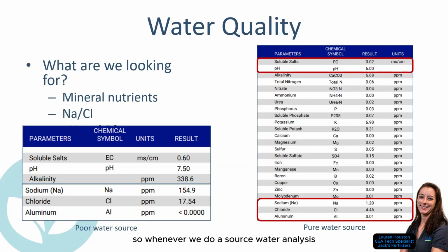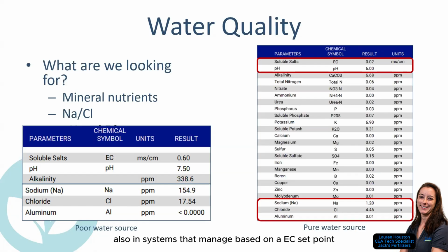So whenever we do a source water analysis, we're looking for mostly the pH and the EC and alkalinity, but also all of the mineral nutrients and the levels of sodium and chloride in your water. So on the bottom here, you'll see an example of a poor water source. It's starting off with a 7.5 pH and a 0.6 soluble salts. Those on their own are not necessarily bad, but if you look, we also measured that this water source has over 150 parts per million sodium. So that sodium was contributing significantly to that 0.6 EC, and over time, especially in a recirculating hydroponic system, that sodium is going to accumulate over time and compete with essential nutrients for plant uptake.